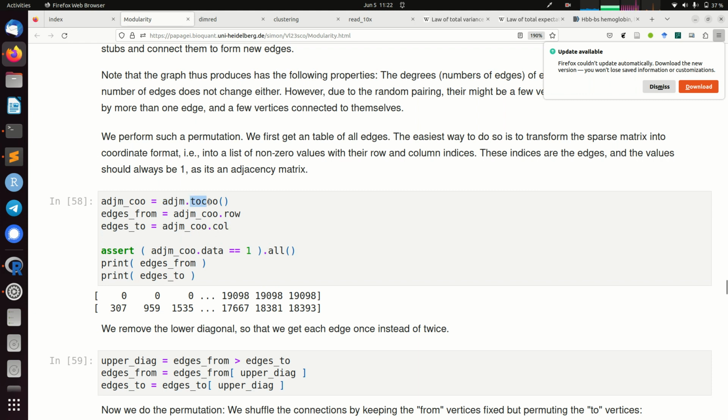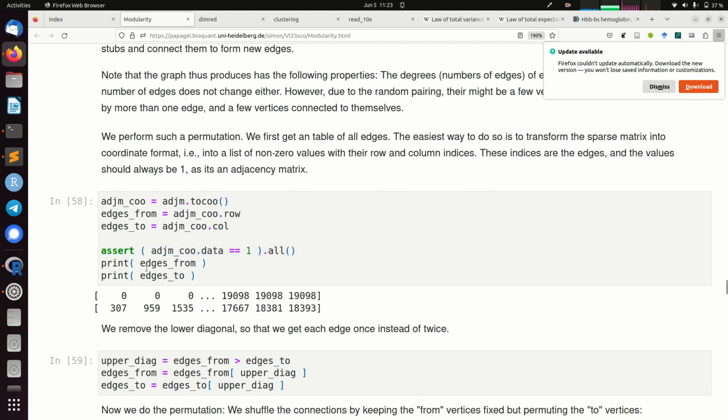So I use this to-coordinates function, which gives me this table with the three values: row, column, and data. The data are the values, and that's easy, of course, they are all one, because the zeros are not printed, and there are only zeros and ones. So I quickly check that they are really all one, and put an assertion here. An assertion is telling Python, I expect that this is the case. In case I am wrong with my expectation, please tell me now. And after I've checked this, I can forget about this and assume this from now on.